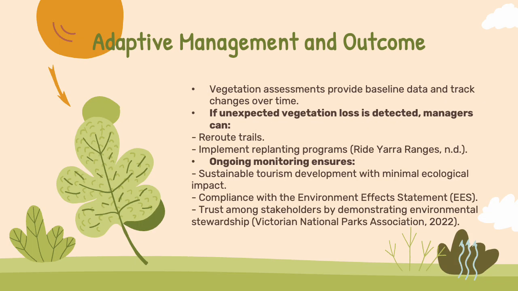So, for adaptive management and outcome. So, in the context of adaptive management and outcome, these assessments will provide critical baseline data. So, if we detect vegetation loss, we can reroute trails or even implement replanting programs. And ongoing monitoring ensures that the project remains sustainable and minimizes ecological impacts while fostering trust among stakeholders by demonstrating a commitment to environmental stewardship.